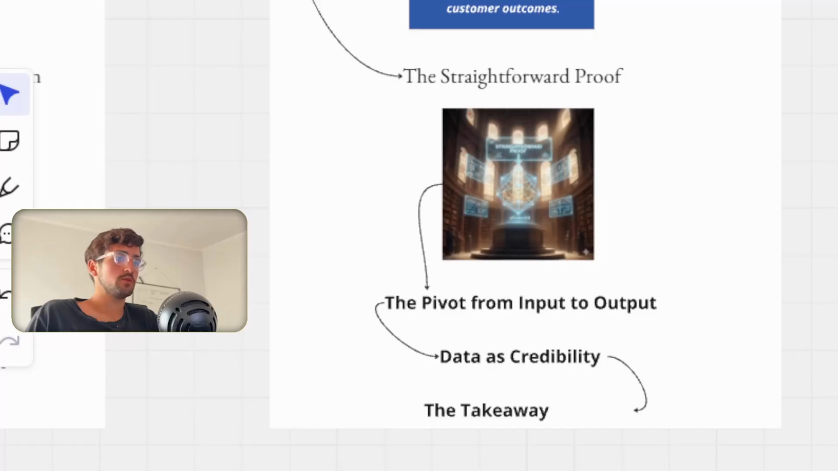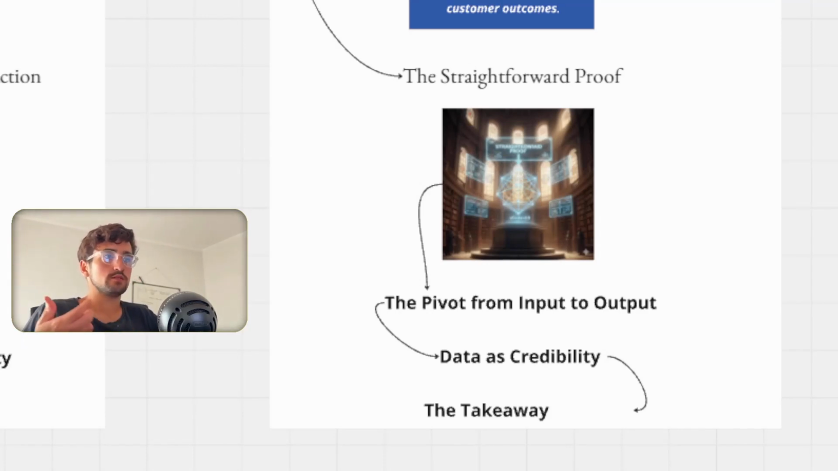You can test your product with your data and then show the metrics on the application, on the landing page, whatever you want to show it. You can make a tweet, you can make a thread on Twitter and show the people that your product is working with those metrics. So the method that HubSpot used is the straightforward proof. The pivot from input to output.